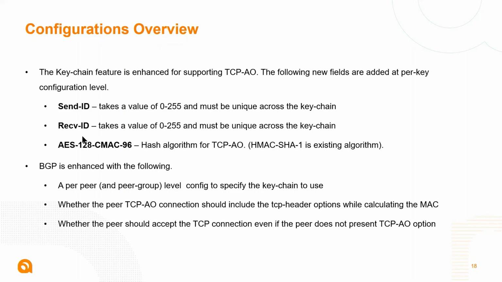Now let's see what are the new configurations that have been supported in BGP. So at the BGP peer level, we have config to specify the keychain which we created already. And we will have an option to configure the TCP AO connection, whether it should include the TCP header options while calculating the MAC, and whether the peer should accept the TCP connection even if the peer does not support the TCP AO option. So these are the new configurations that will be supported in BGP TCP AO.